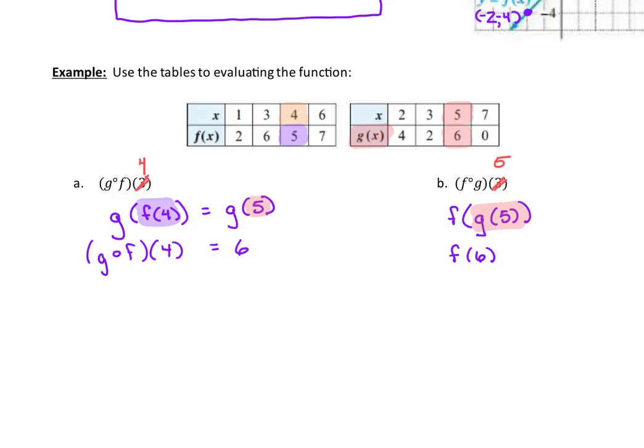And now I want to take the 6 and plug it into my other equation. And so we're going to come over here and plug it in. And we get that this is equal to 7. And so f of g of 5 is equal to 7.